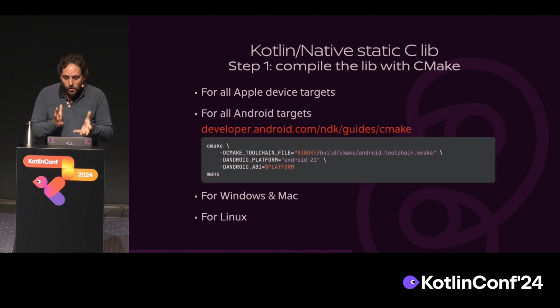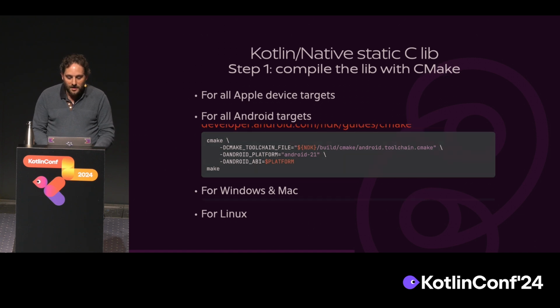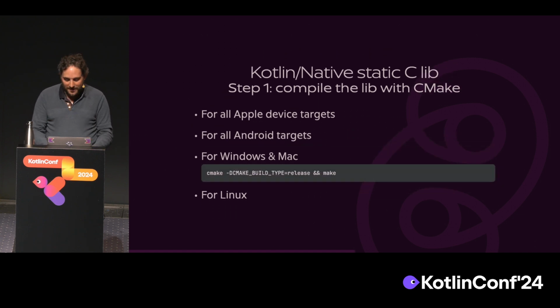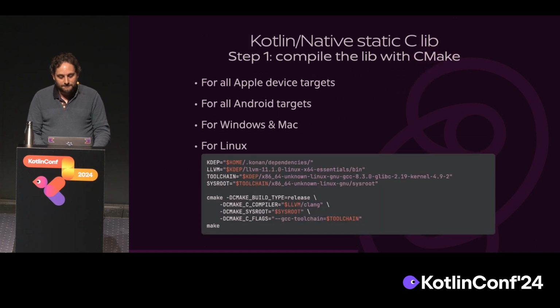For Android targets, there's also a toolchain CMake file that is provided directly by the Android project, so thank you, Google. You'll find it in the NDK folder of your Android SDK, and it works the same. For Windows and Mac, it's simple, just run CMake. And for Linux, you need to override some system variables to tell it, okay, let's not use this system clang, let's use the Kotlin Native C compiler, let's use its sysroot. Okay, that's for CMake.